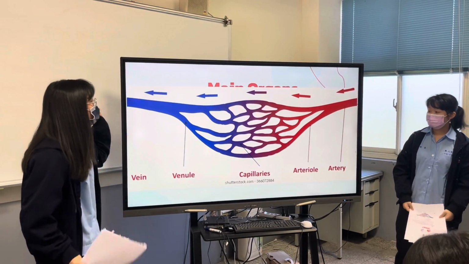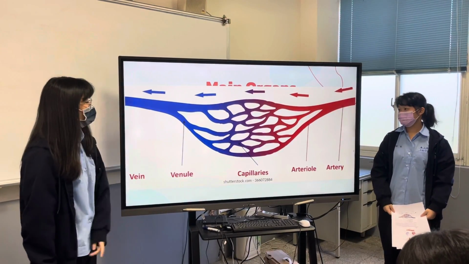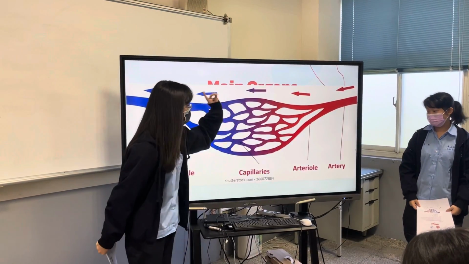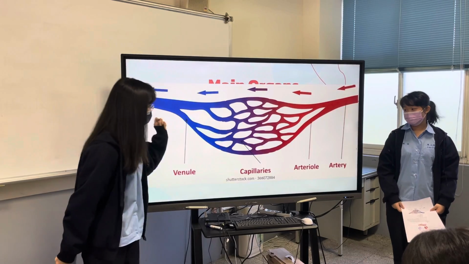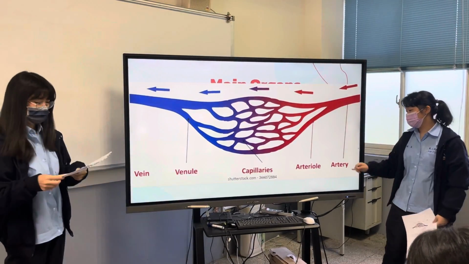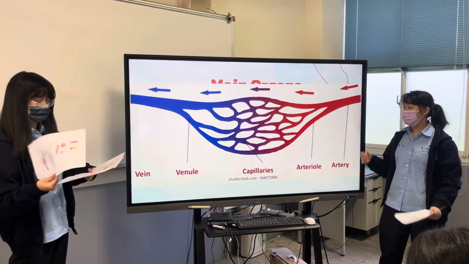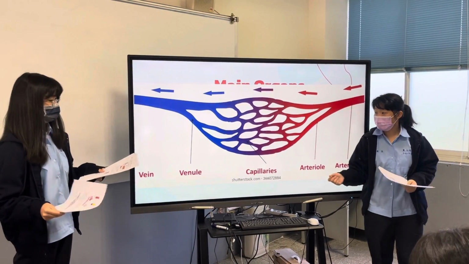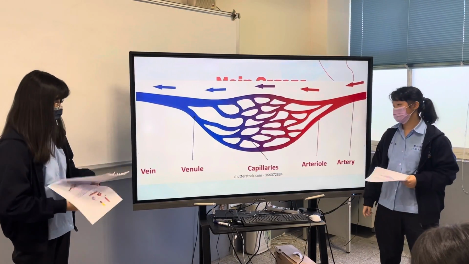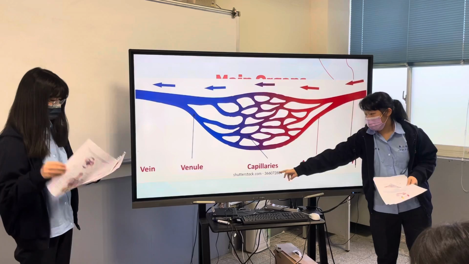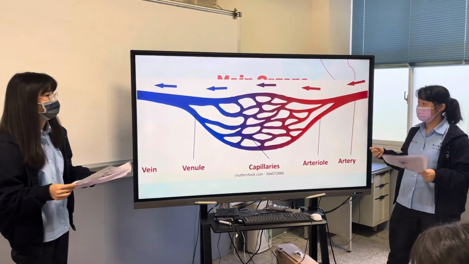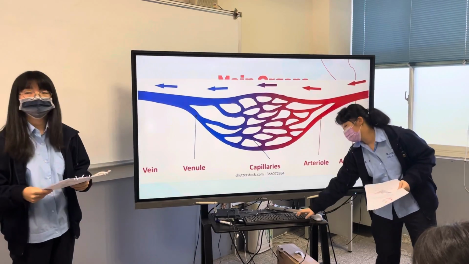And there are 5 types of blood vessels. This is the artery, this is the arteriole, and this is capillaries, and venule and veins. The artery and the arteriole bring the oxygenated blood, and the vein and venule bring the deoxygenated blood. Capillaries is where they exchange oxygen, so it goes from oxygen-rich to deoxygenated.